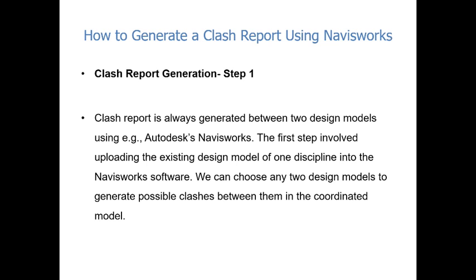So the first step involved uploading the existing design model of one discipline into Navisworks software. We could choose any two design models to generate possible clashes between them in the coordinated model. If you remember, we've done clash detection on BIM 360 online clash detection. It's an online tool which allows you to do clash detection. Navisworks is a software, so you can do local clash detection. You don't have to be online to run it, and it's a bit more detailed in here.